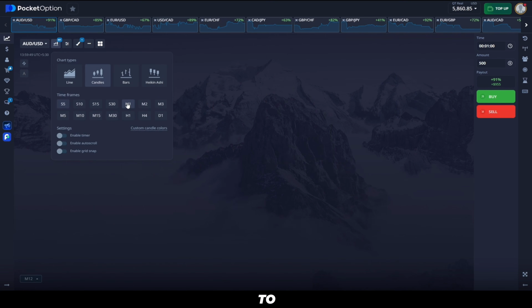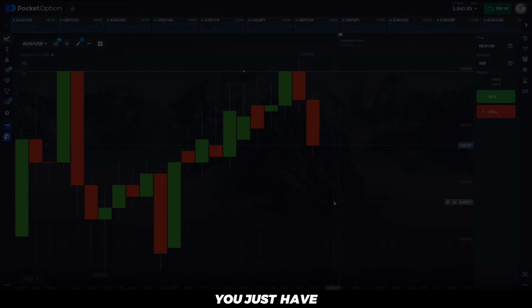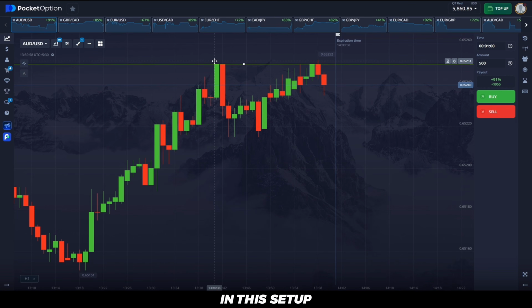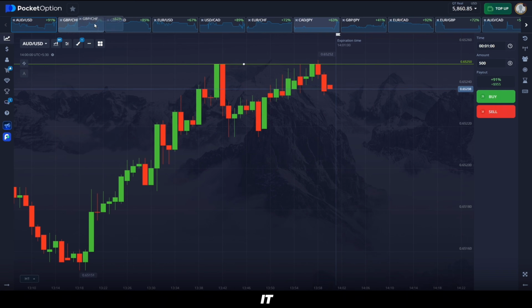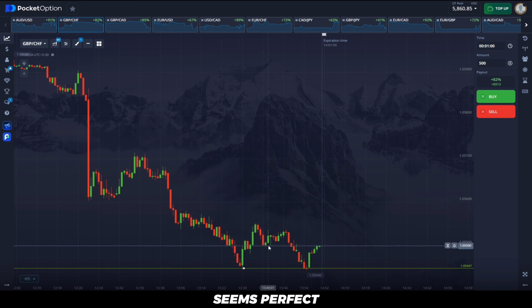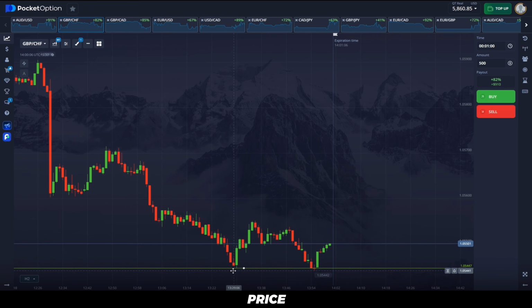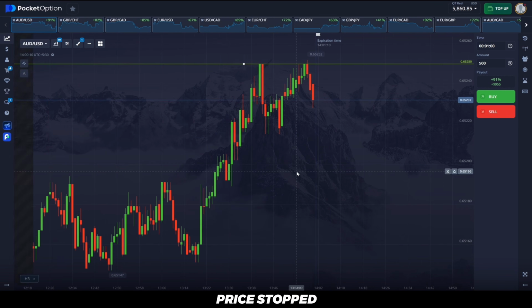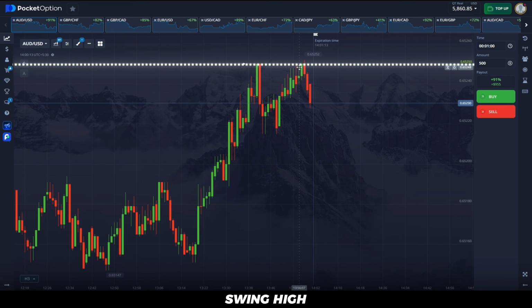You don't have to do something extraordinary. You just have to stick with the rules and the strategy and wait for the right opportunity. There is no difference in this setup if we compare it with this one. Everything seems perfect and similar. Price stopped at the recently formed swing low. In this case, price stopped at the recently formed swing high. Price tried to break, and as soon as it broke, it formed a reversal pattern.